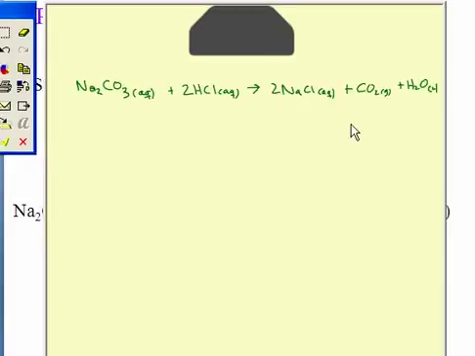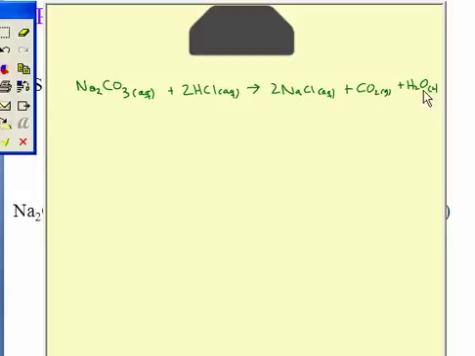Now let's look at our second example. And what we want to do to get our complete ionic equation is identify our strong electrolytes. This is an ionic dissolved compound, so it's a strong electrolyte. This is a strong acid, so this is a strong electrolyte. And this is a dissolved ionic compound, so this is an electrolyte. CO2 gas is not an electrolyte. Anything in the solid, gas, or liquid state is not going to be an electrolyte.